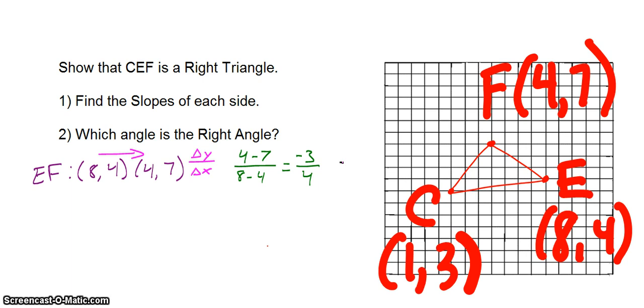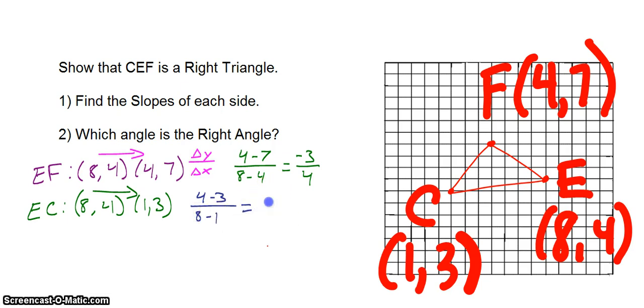Next, I'm going to find the slope of EC. Obviously, your order for these does not matter. It's just a matter of making sure you get all of your bases covered. So I've got my points. I'll determine which direction I'm going to go. I'm going to go right again. So I'm going to do 4 minus 3 over 8 minus 1. 4 minus 3 is 1. 8 minus 1 is 7. So my slope of EC is 1/7.